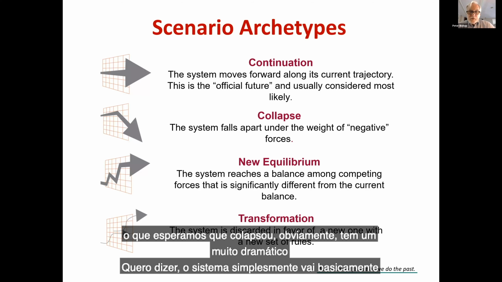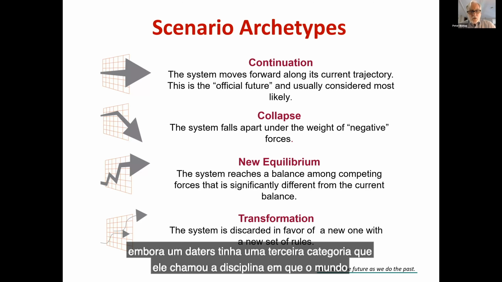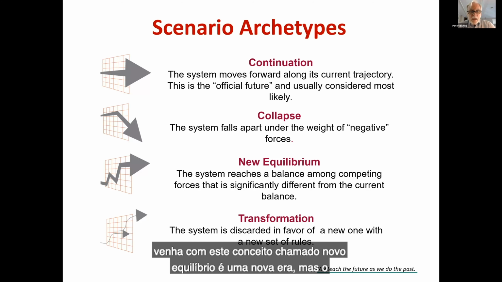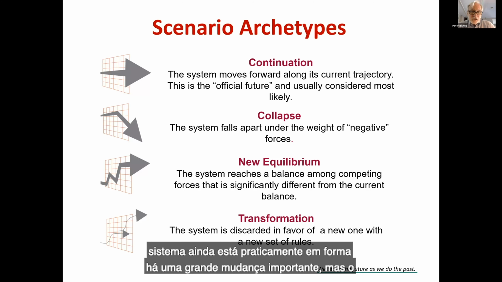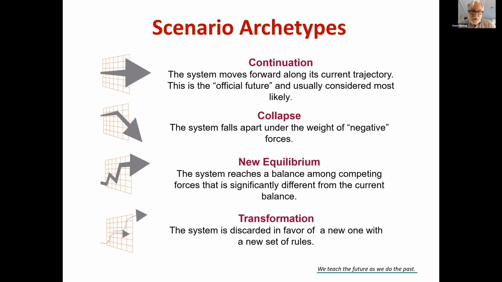Collapse obviously has very dramatic, I mean, the system just basically goes away. Dater had a third category, which he called discipline, in which the world really got very tight with lots of rules to try and preserve itself. Andy has come up with this concept called new equilibrium. It's a new era, but the system is still pretty much in shape. There's the major change, but the system itself has not changed. And then finally, transformation, which is a completely different system.